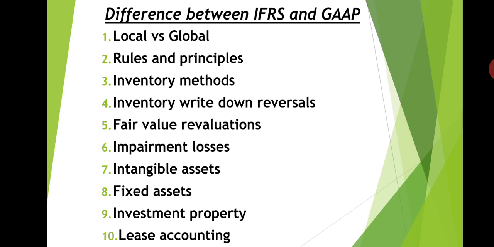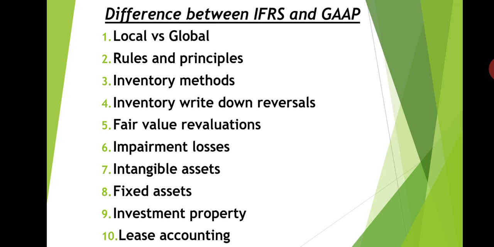Here in the case of GAAP, marketable securities are revalued, but other assets, take for example inventories, property, plant and equipment, intangible assets, investment, these are not revalued under the GAAP, but IFRS allows revaluation. That is a fifth difference between IFRS and GAAP.